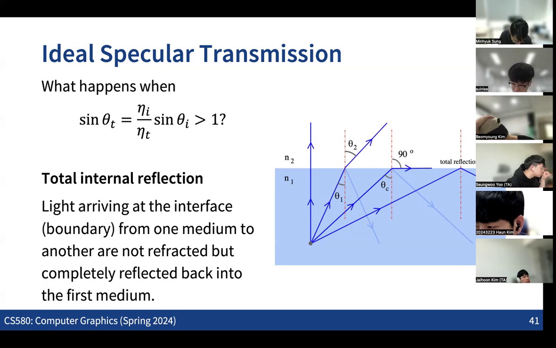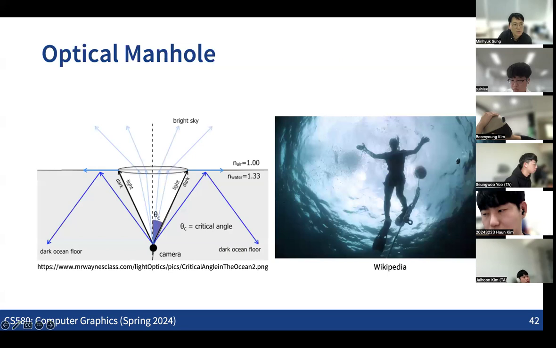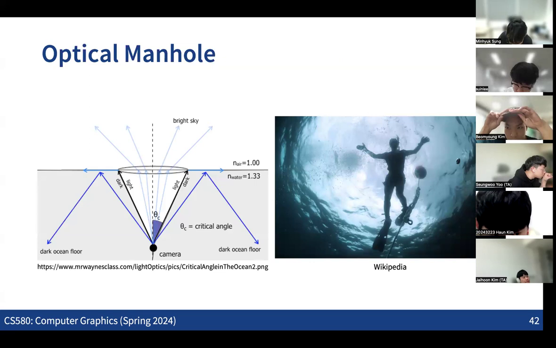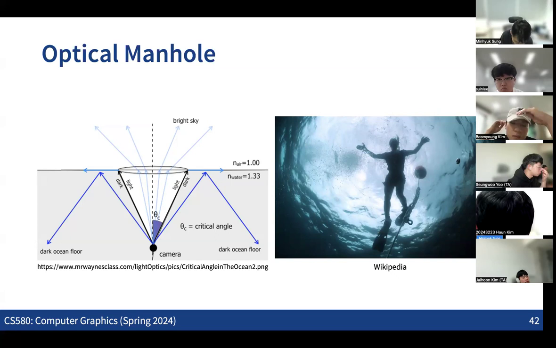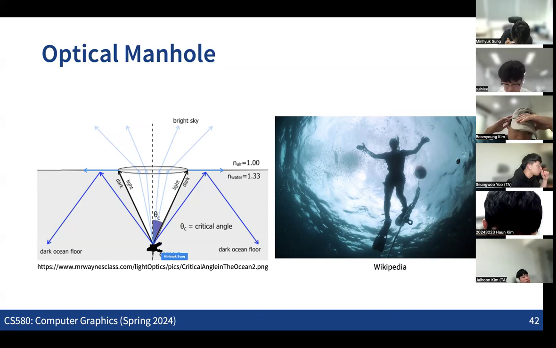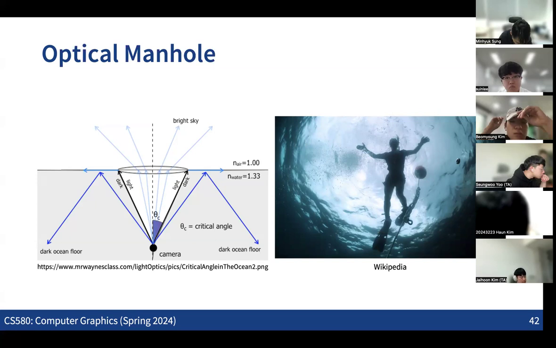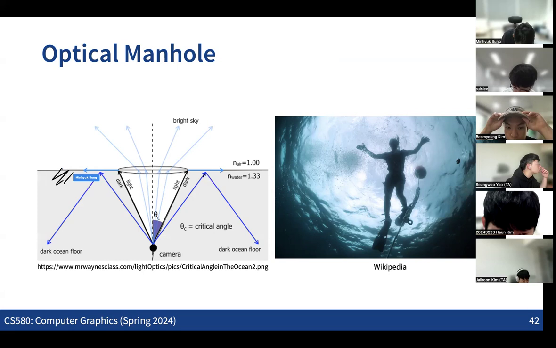Based on this, you might have seen this kind of image, which is called the optical manhole. On the diver's view, the light is coming in a cone-like shape. The reason we see the sunlight coming in a cone-like shape is that inside the water, all the light is refracted only in this cone-like region. For all the other regions, we are seeing total internal reflection in the outside region. So we see a dark region outside of the cone, while all the sunlight comes into this specific cone. That's why we are seeing this optical phenomenon.